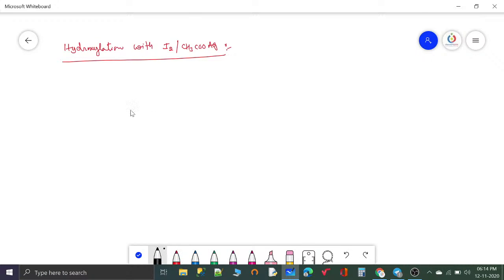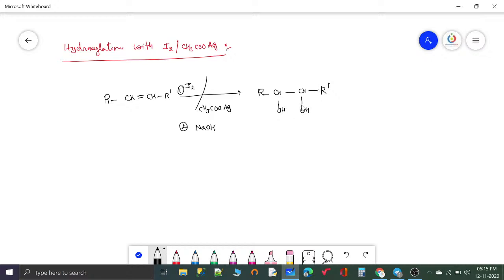Here, CH=CH with R', subject it to iodine in the presence of silver acetate. This is the first step, and in the second step it is subjected to NaOH. So directly we get glycols again. The molecules which have two OH groups on adjacent carbon atoms are simply named diols or glycols.